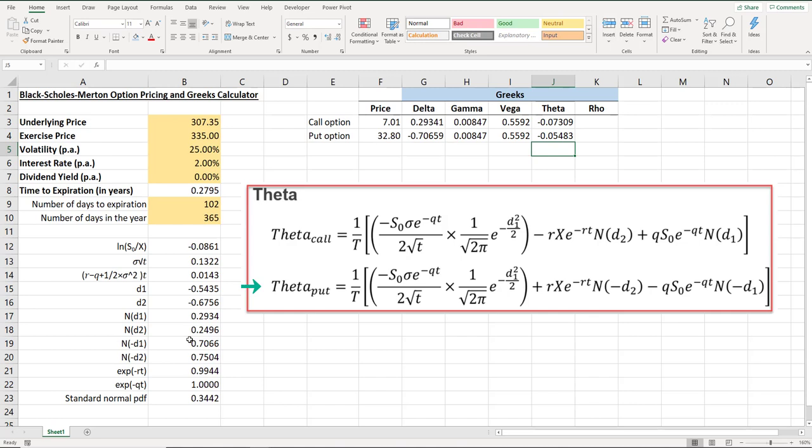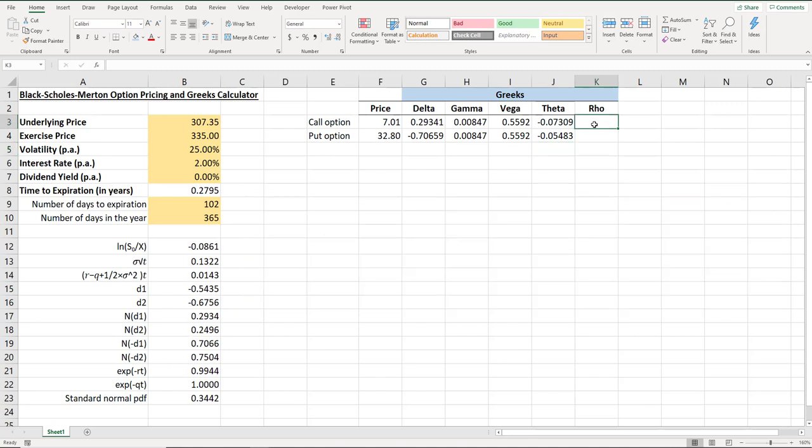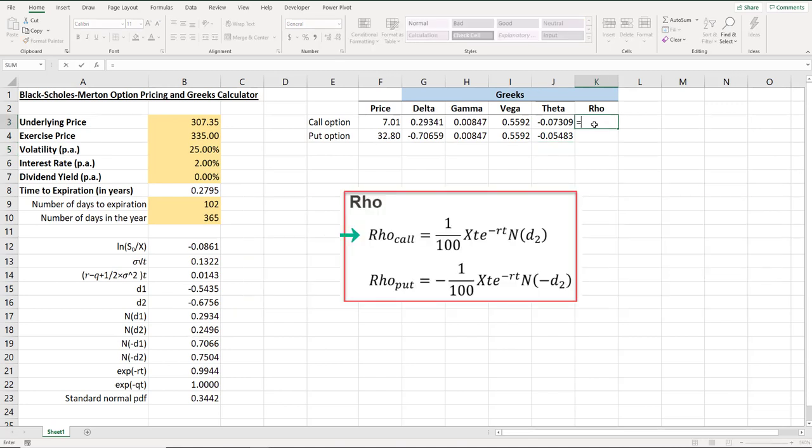5 cents every day. To calculate the rho for the call option, we will take 1 divided by 100, multiply by the exercise price in B4, multiply by the time to expiration in B8, and then multiply by B21, and then multiply by B18. The rho of the call option is 0.23241. So we can interpret this as if the interest rate or the risk-free rate were to increase by 1%, the call option price is estimated to increase by 23 cents.